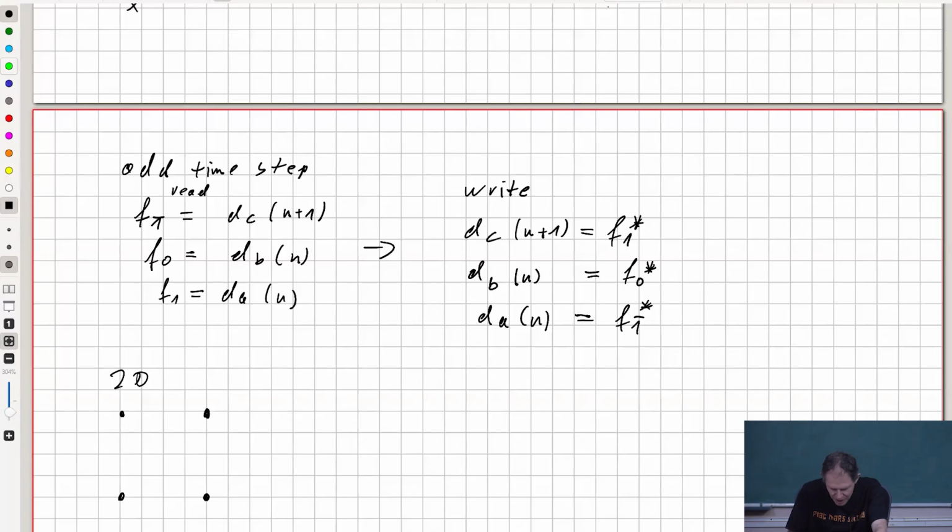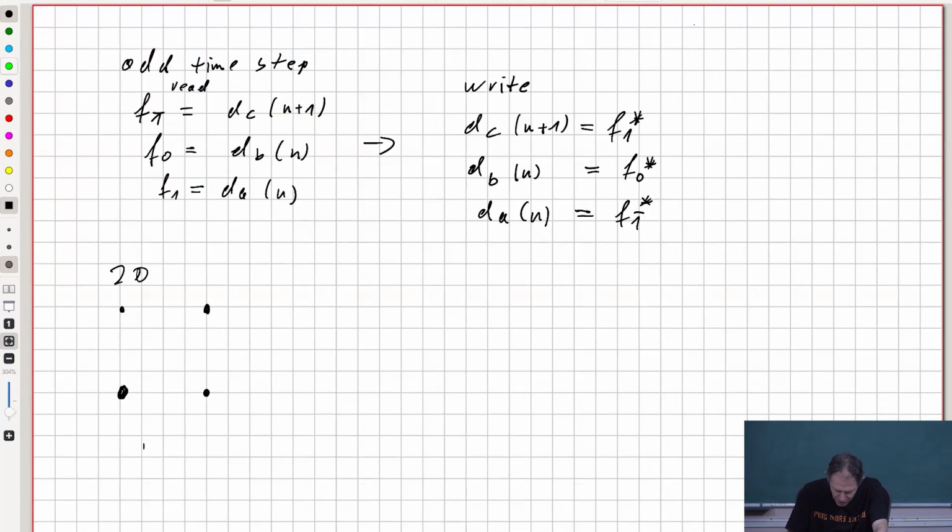Say we have here the node itself on which we do the read. From this node, we read populations that go in these directions. For the cardinal directions, as we had before, we read the ones that come down here, but we also read these, and from above here we read this population.